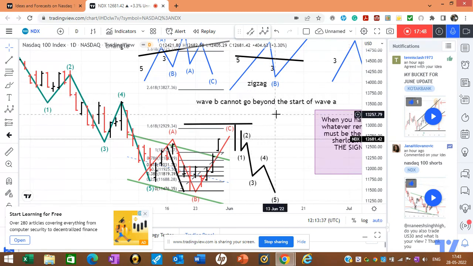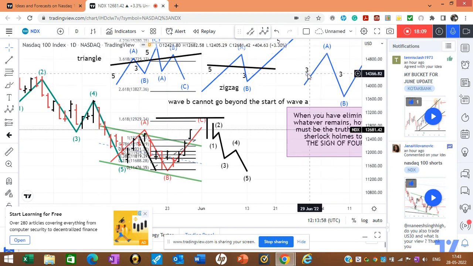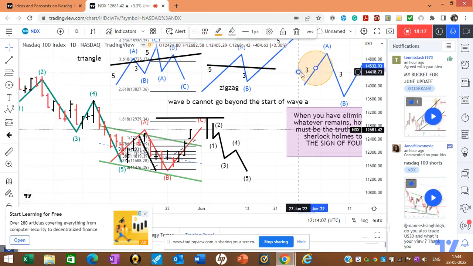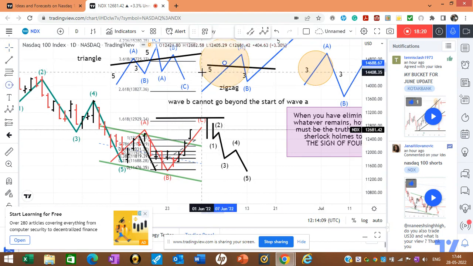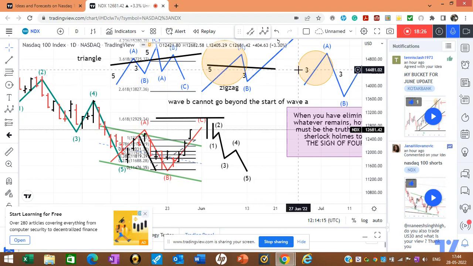And I was insisting on the fact that this is a zigzag because I was counting it as a five wave move up. And I was sure that five wave is possible only in a zigzag, because the only difference between a zigzag and a flat is the first wave. In a zigzag, you have a five wave move up, and in a flat, you have a three wave move up. So the difference is only of this first wave. Five waves in a zigzag, three waves in a flat.